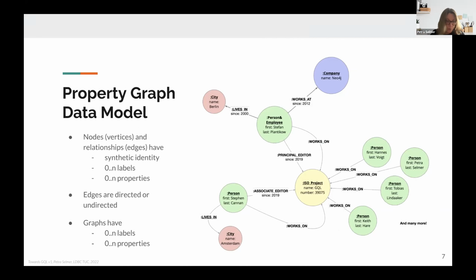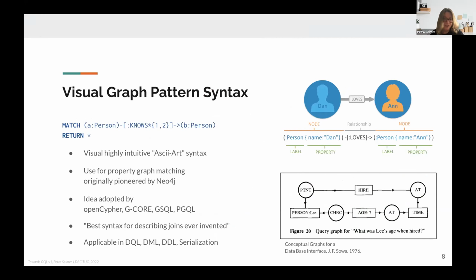Right, so, oh yes, and also the fact that graphs can have labels and properties. I have a feeling though that may actually now be one of the things that drops off. And that's simply, as I'll be talking about later on, we are trying to get things done. Right, so this is all predicated very importantly on a very, very important principle, and that's visual graph pattern syntax.